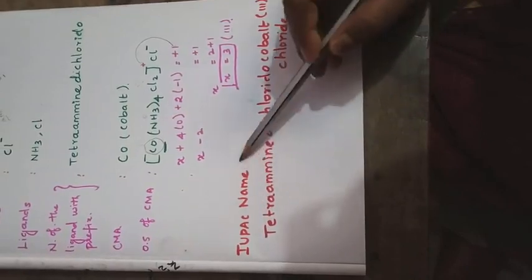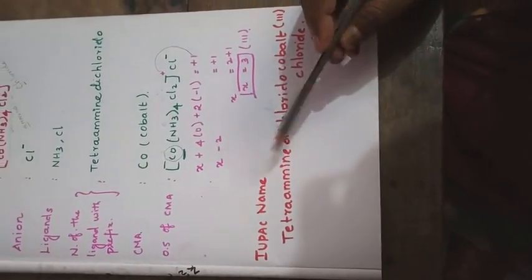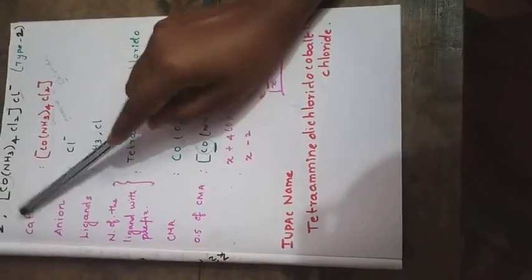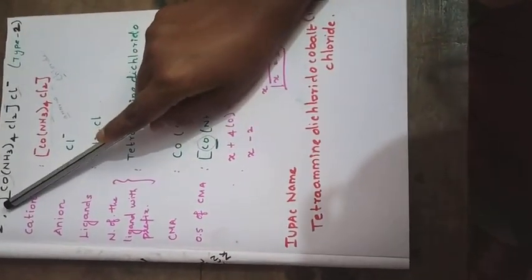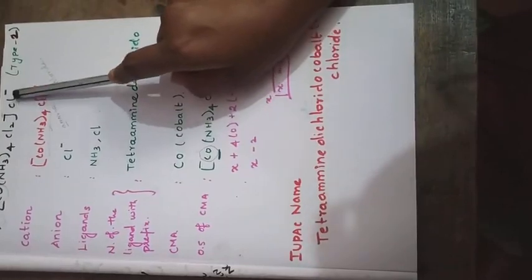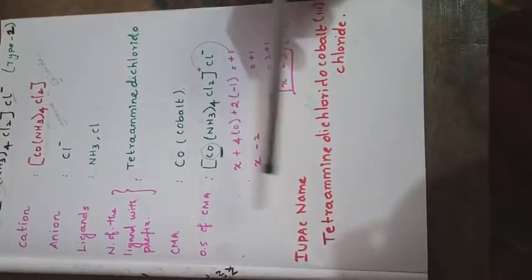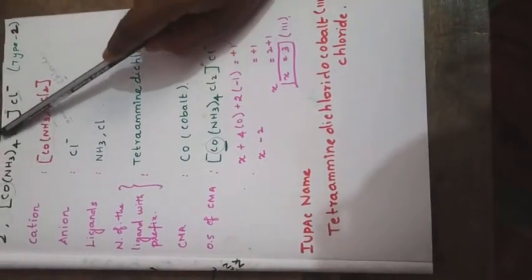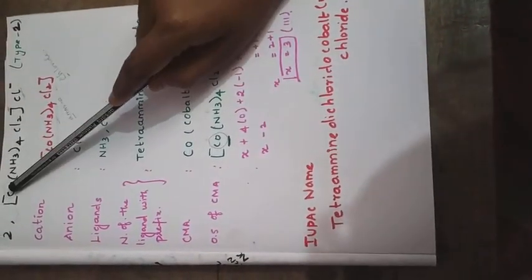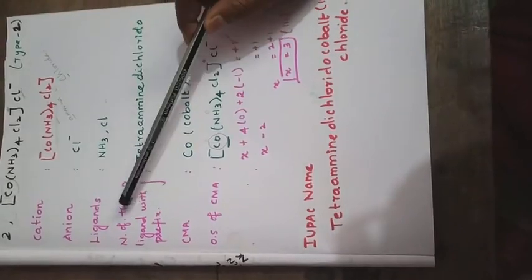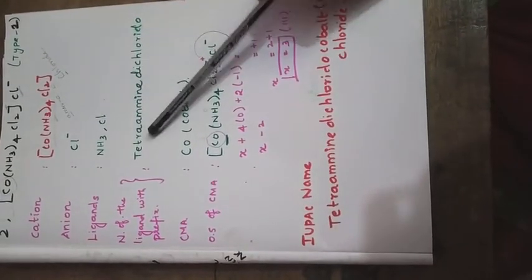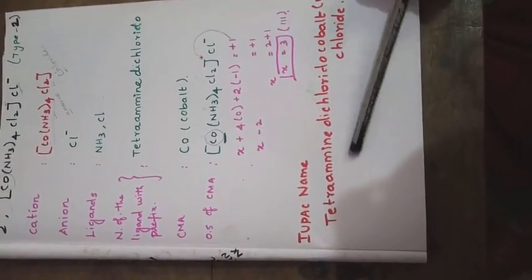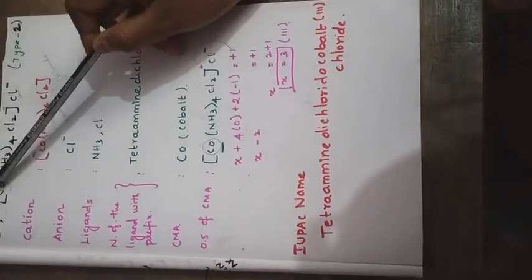While naming the complex, the first rule, the cation should be named first, followed by the name of the anion. In this case we don't have a simple cation, only a simple anion, so just leave out that rule. Then the second rule, while naming the complex ion we have to name the ligands first, then only the central metal atom. Already we have named the ligands with the prefix, that you have to take and write here as it is. Tetraamine dichlorido I have written. Then only the central metal atom.